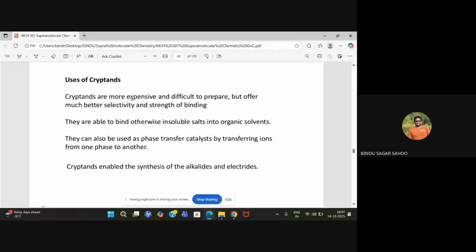It is more expensive compared to the crown ether complexes, and it is very difficult to prepare, but it is highly selective, and its strength of binding is very good, or we can say it is a moderate strength of binding. You can see here the synthesis process of cryptands is very difficult.